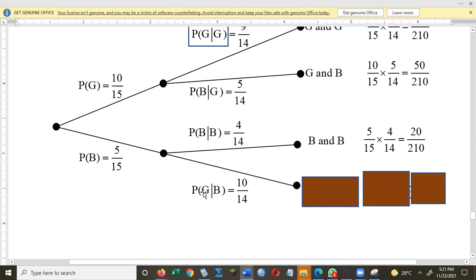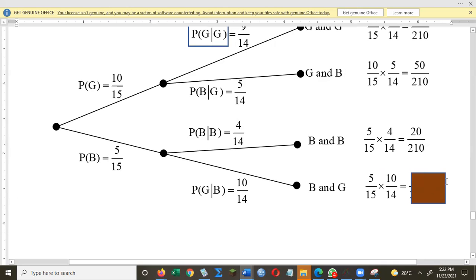If B, then G. Now when you're saying "and," you're saying then. So G coming after, so B will be first. B, then G. Here it is, B and G. And you just multiply and you get your answer.